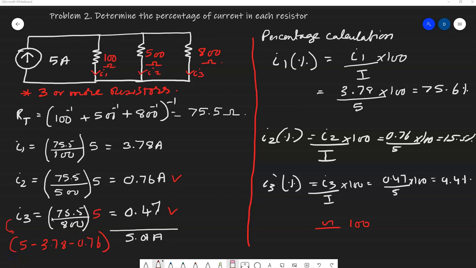Again, something basic you have to remember here as well. The branch that has the lowest resistor will have the most current. So if you look at this current I1, which is 3.78 amps, it is more than the other branch currents because the resistance is lesser than all the three.